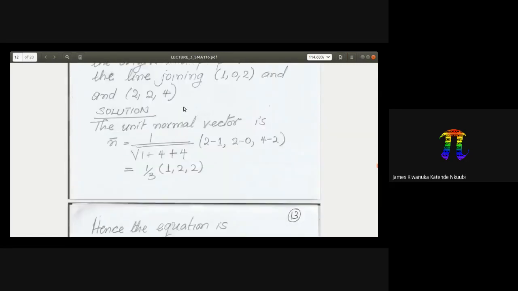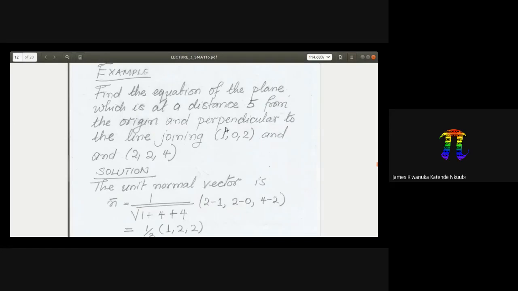So the important thing is to figure out the vector that is normal to the plane and know that the position vector of any vector on the plane, when dotted with the unit normal, will give you the distance from the origin to the plane, and the distance is known to be 5.